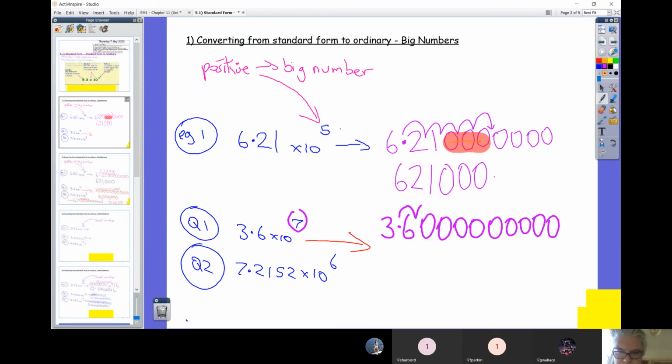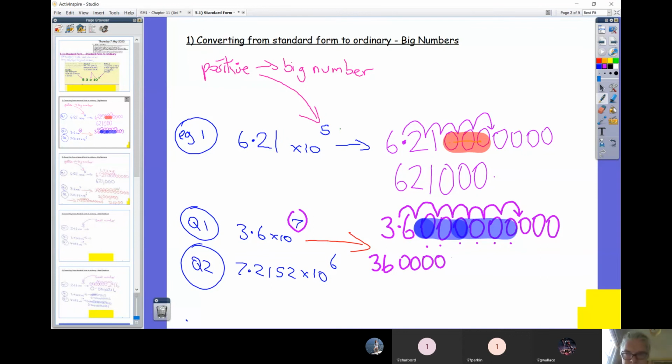So 1, 2, 3, 4, 5, 6, 7. So the decimal point's going to end up there. So I then go and count up how many zeros my answer is going to have. And it's going to have all, whoops, that's a bad choice of colour, never mind. It's going to have all of those zeros there. So that's 1, 2, 3, 4, 5, 6 zeros are going to be part of my answer. So 3, 6, and then 6 zeros. 1, 2, 3, 4, 5, 6. So that's my final answer.